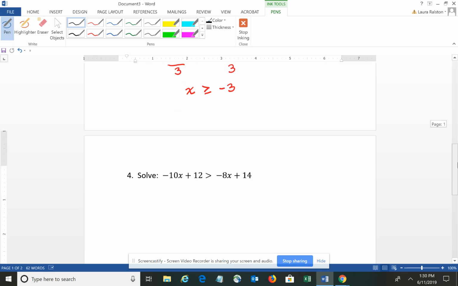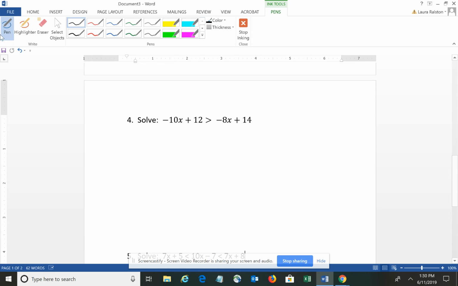All right, continuing on with the next one. Again, you have -10x plus 12 is greater than -8x plus 14. So I'm going to add 8x to either side. Do it just like you're solving an equation. You're going to get all the x's together and all the numbers together. So I have -2x plus 12 is greater than 14.